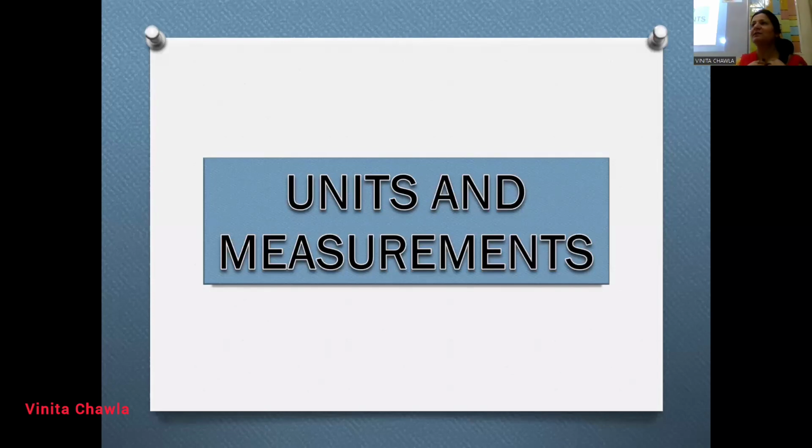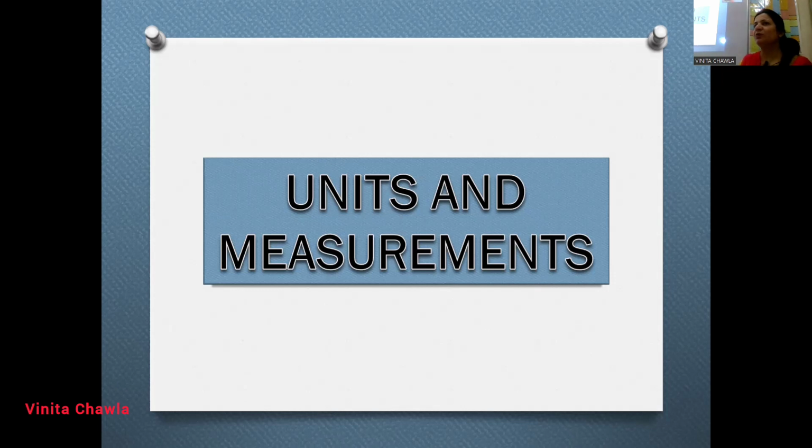What are physical quantities? Physical quantities are those which can be measured. What are the types of physical quantities? Fundamental quantities and derived quantities. What are derived quantities? Those which are derived from fundamental quantities are called derived quantities.